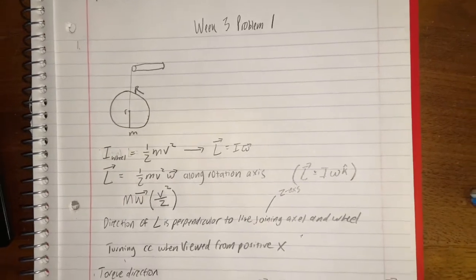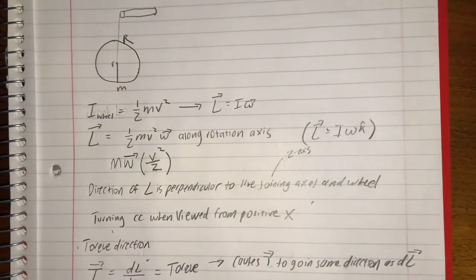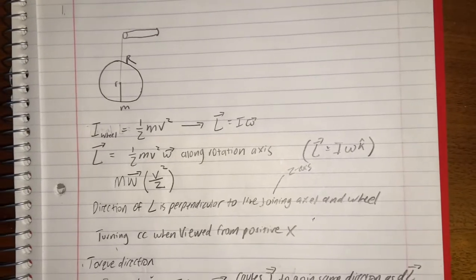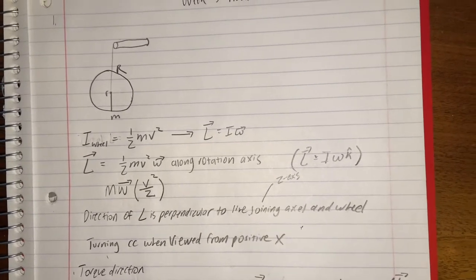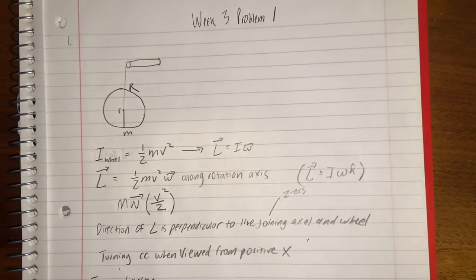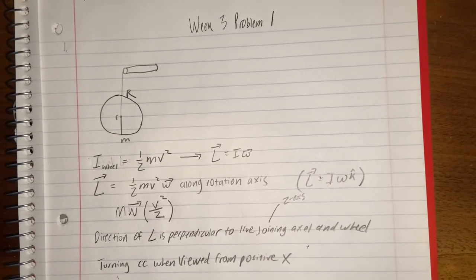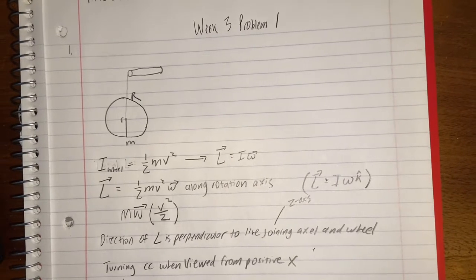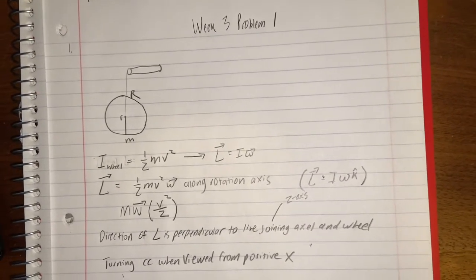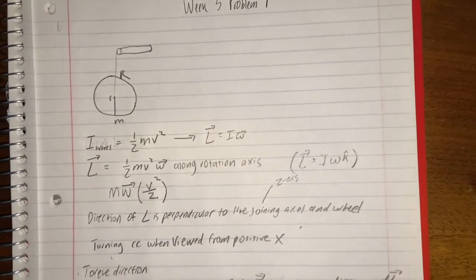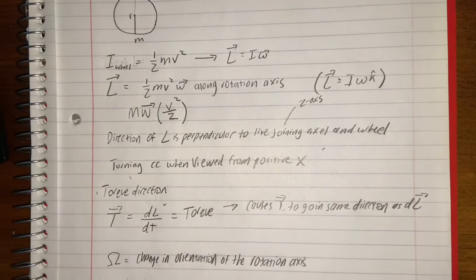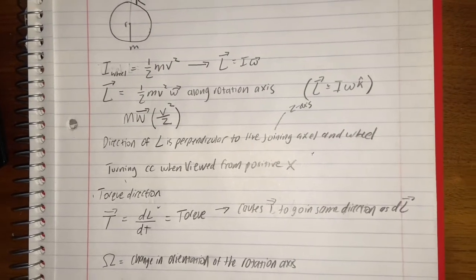In terms of the direction, the direction of the angular momentum is going to be perpendicular to the line or the string joining the axle and the wheel. So in this case, it would be the z-axis, and this can be denoted with this little equation I wrote, which is the angular momentum is equal to the inertia times the angular velocity, with that little k at the end denoting the direction. So the wheel is turning counterclockwise when viewed from the positive x direction.